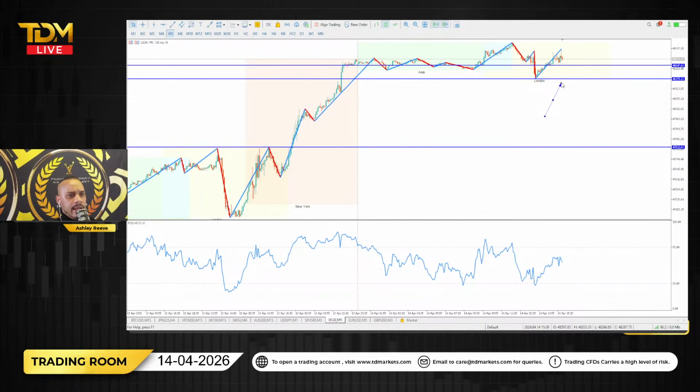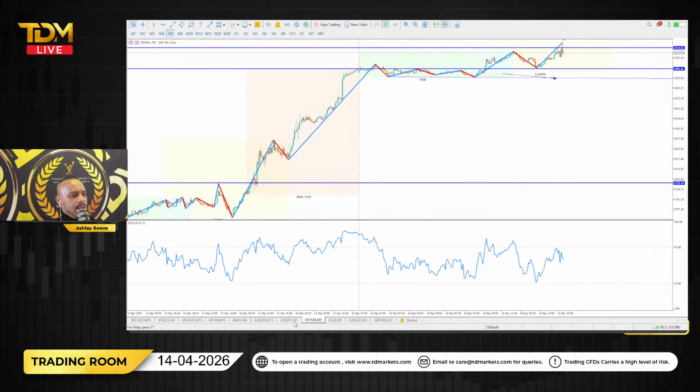but we needed to break beneath the 48,175 and create a new lower low. Once that's done, we're going to look at getting in for a short, all right? S&P 500, the exact same thing.